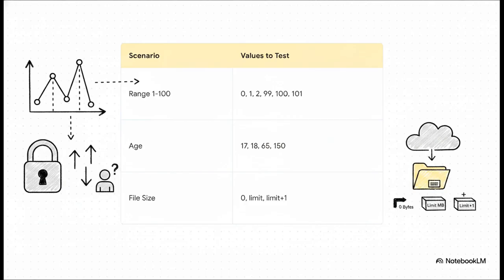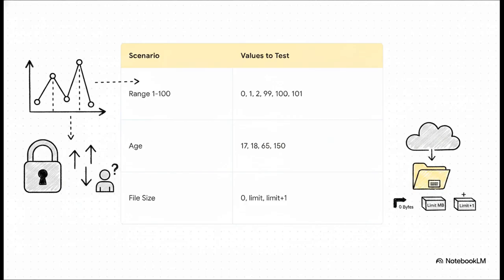What about an age verification system? Say it requires you to be 18 and maybe caps out at 65. You test 17 to ensure it rejects you, 18 for the exact edge, 65 the upper edge. And then throw in an absurd extreme boundary like 150 just to see how the system handles it.